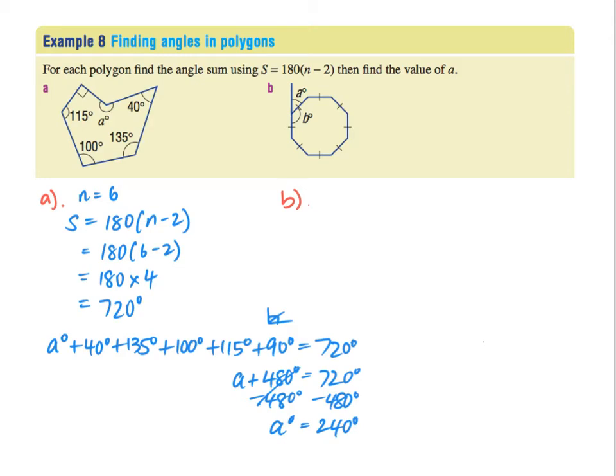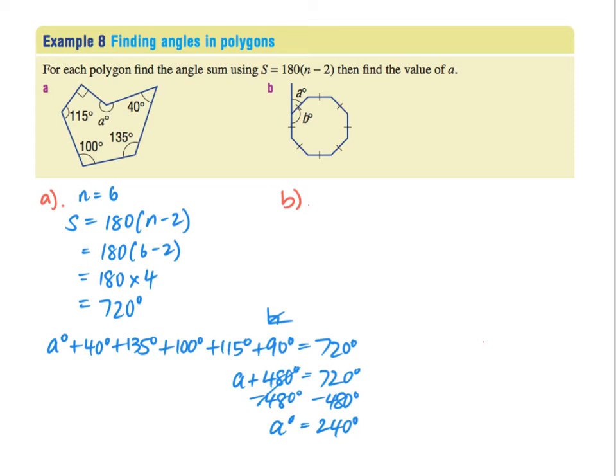In this example, we have really been given no values, we've just been given unknowns, but something in this shape helps us to understand what types of angles we will have here. Okay, so this looks like it's an octagon. 1, 2, 3, 4, 5, 6, 7, 8. Yes, it definitely is an octagon, and this is called a regular shape.